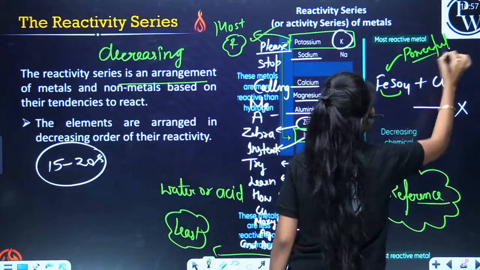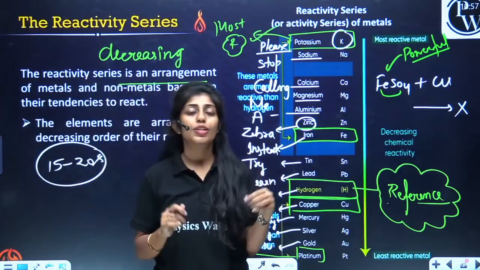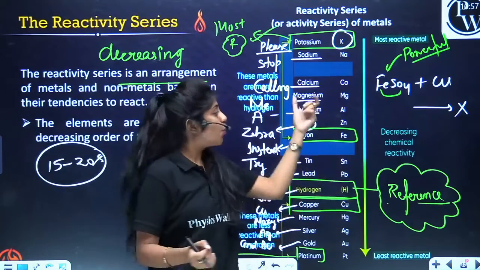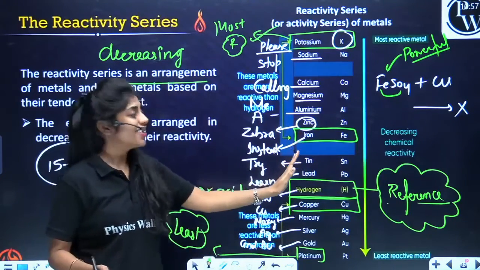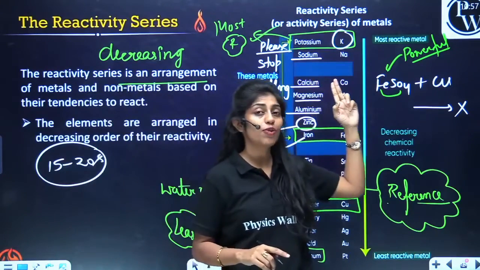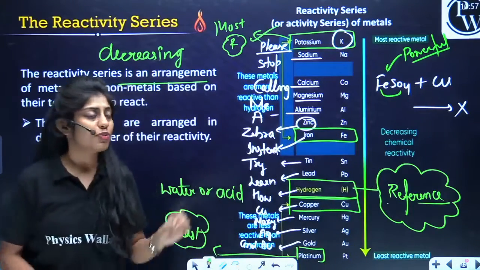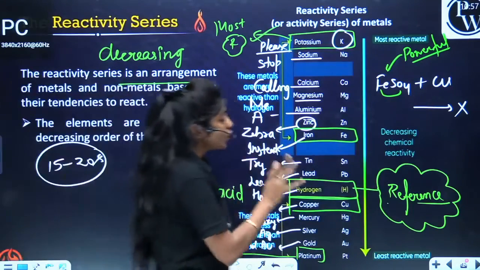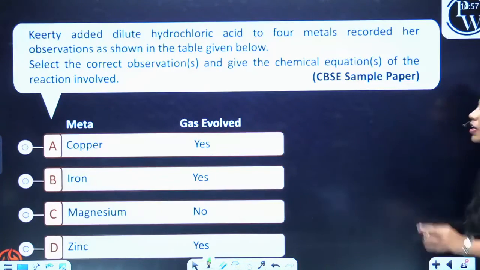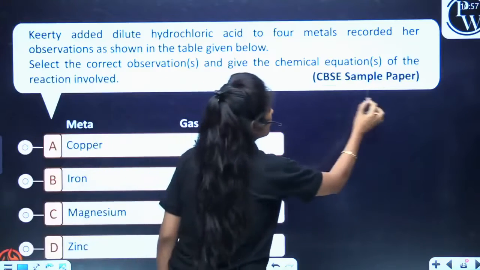This is something like in biology, where we discuss survival of the fittest. So which metal is fitter? That is the iron. So the spectator ion will be connected to the powerful metal, and the lesser reactive metal will stay alone. So this kind of question you can definitely expect in your examination. Now we have one more question from your CBSE sample paper.